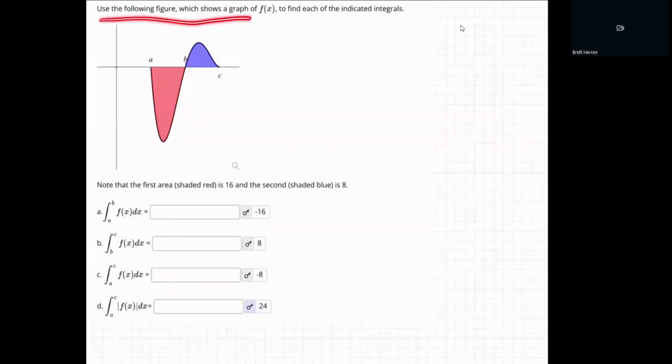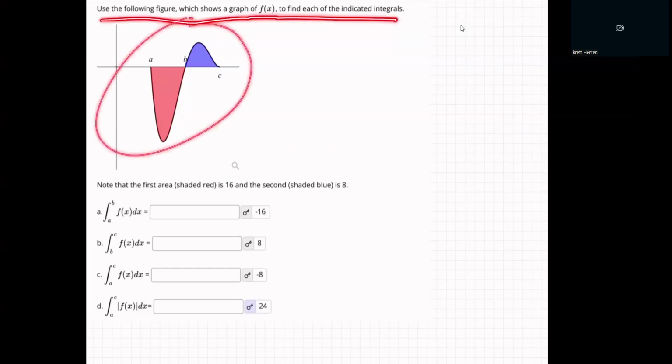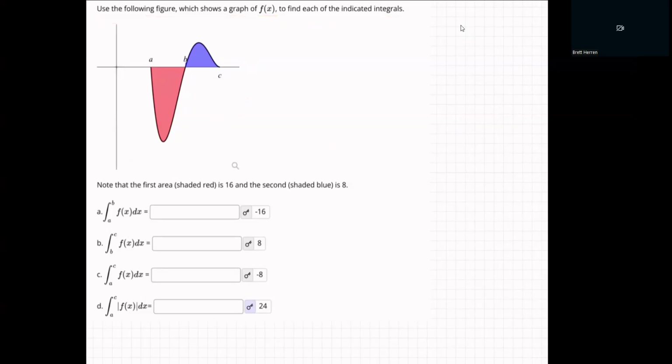Use the following figure, which shows the graph of f of x, to find each of the following integrals. So we get this f of x function, and then down here it wants the integral. That long, stretched out S is called the integral. It means the sum from a to b of f of x.